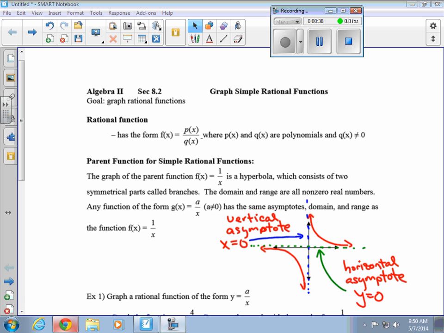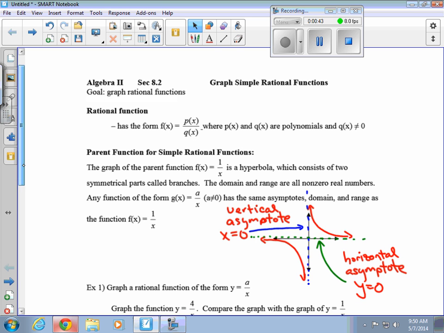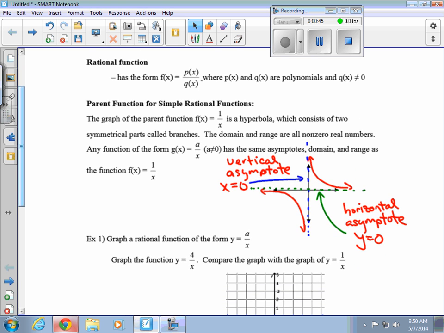So when we talk about the parent function for a simple rational function, it's going to be this form, where the graph of the parent function is f of x equals 1 over x. And it's called a hyperbola. So these graphs are going to be hyperbolas. They consist of two symmetrical parts called branches. And if you can see, I have the graph drawn here. It's also in your book on page 558. But here are the two branches, and they are in quadrant 1 and in quadrant 3.